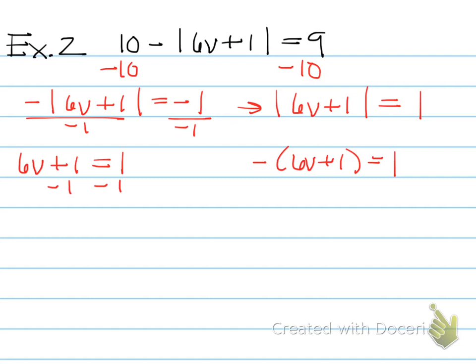I solve the positive one first by subtracting 1 from both sides. I get 6v equals 0. Divide both sides by 6. V equals 0. So that's one of my solutions.